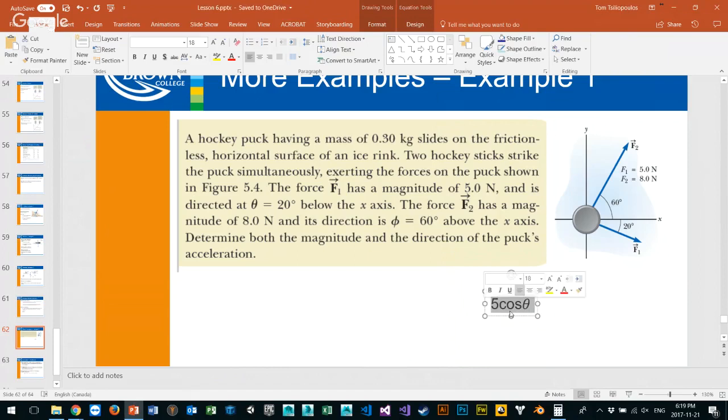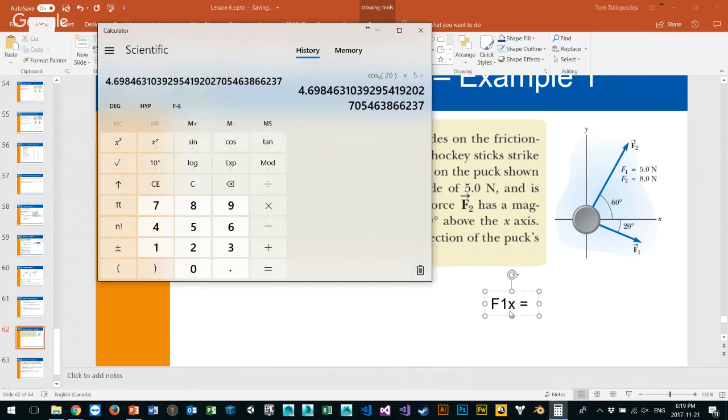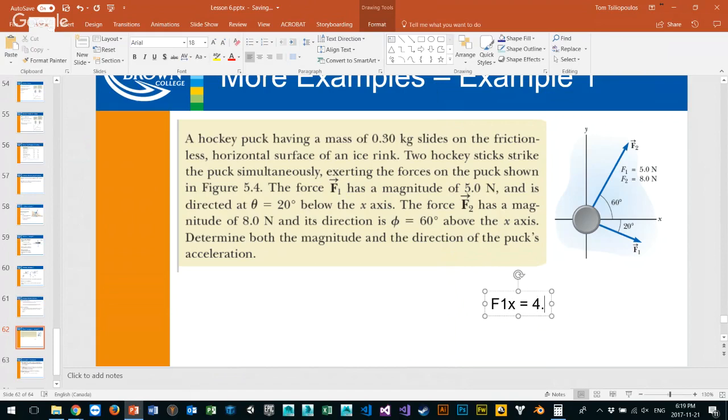So the x-axis, F1x, is equal to something like we said, 4.698 newtons. Let's just suppose, if I'm right. Maybe I'm wrong. And now we also know that along the y-axis, we also have a y component for this force. So I'm going to copy and paste this thing.